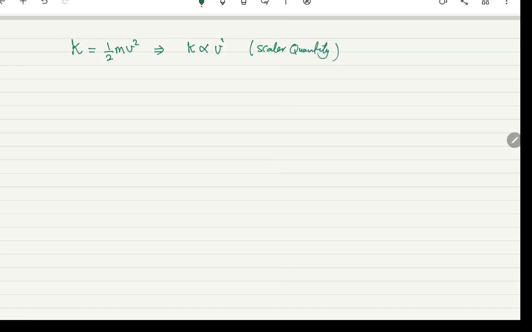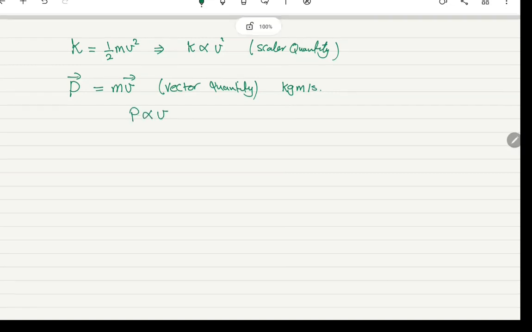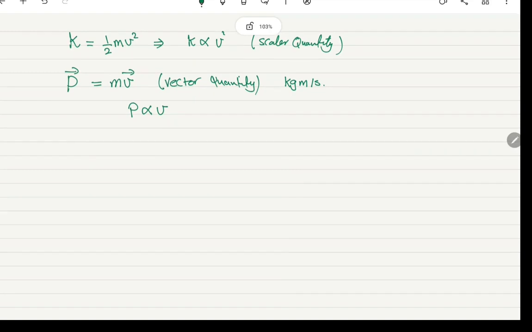Today we will discuss a new physical quantity. It's called linear momentum. It's equal to mv, and linear momentum is a vector quantity. It's measured in kilogram meter per second. Unlike kinetic energy, linear momentum is proportional with v. Since linear momentum is a vector quantity, then we should have three components for the linear momentum.